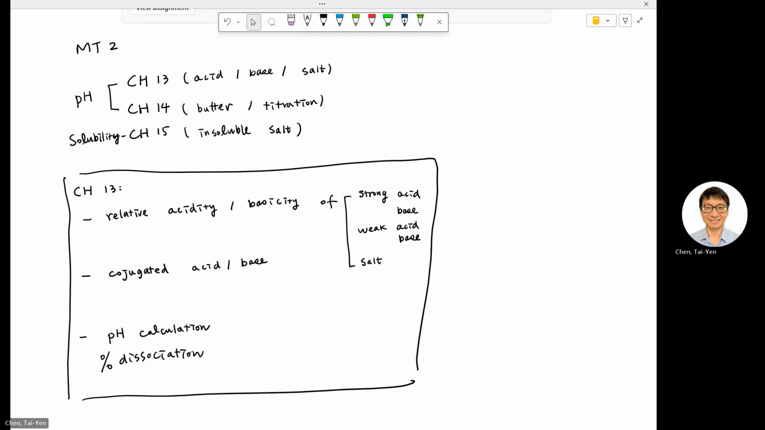For Chapter 13, mainly we talk about acid, base, and salt solutions. Chapter 14 is the most complicated one, where we are going to talk about buffers. And in your lab, I think you start to do maybe the titration experiment. So all the related calculations are in Chapter 14.